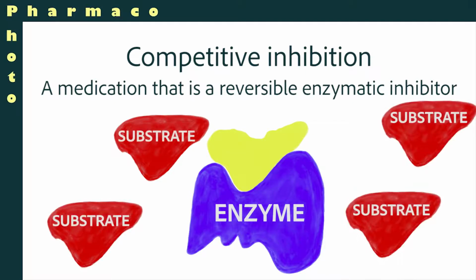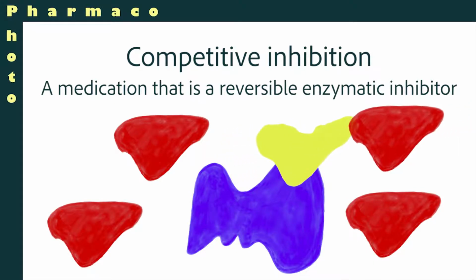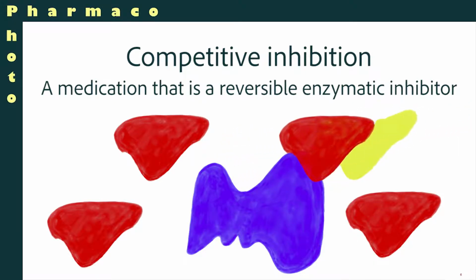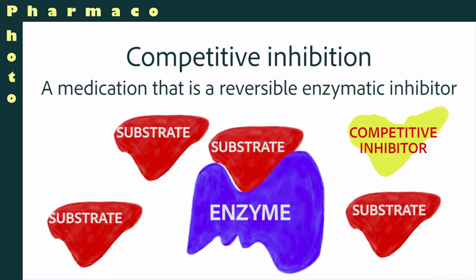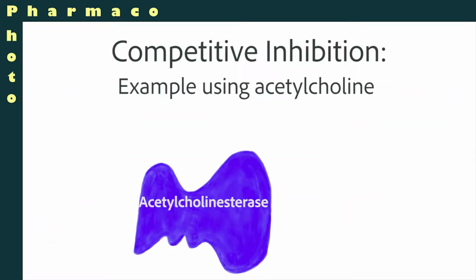Because it is a competition between the medication and the substrate, adding more substrate would normally increase the amount of binding of the substrate. That is the largest group of reversible enzymatic inhibitors, the competitive inhibitors, and when the medication is fully metabolized, there should be no further effects. Now let's take an example of competitive inhibition to make sure that you understand that.